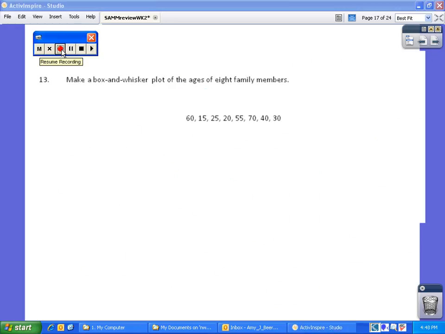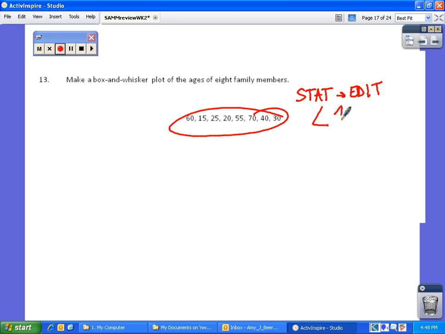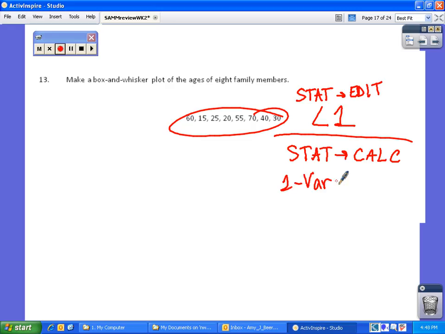The last problem I'm going to do on this video is the box and whisker plot. Stay tuned for part 2, which will be the rest of the packet. The first thing I did was go into Stat, Edit on my calculator, and I plugged these numbers into L1. Then I went into Stat, Calc, and selected 1-Var Stats.